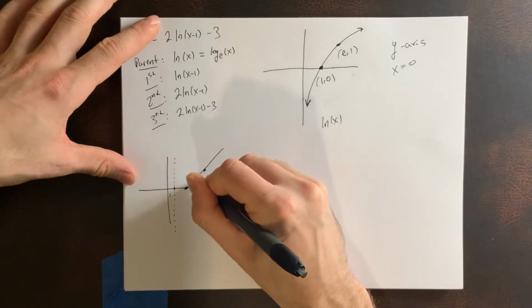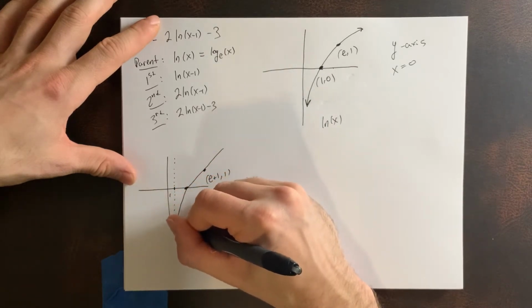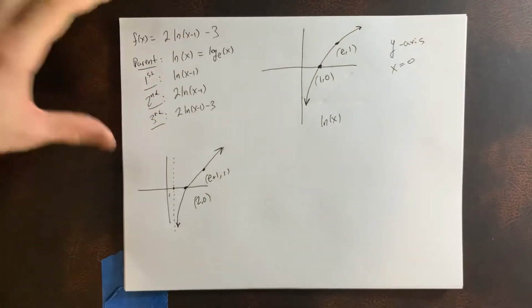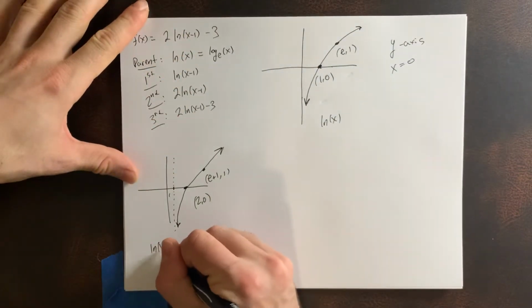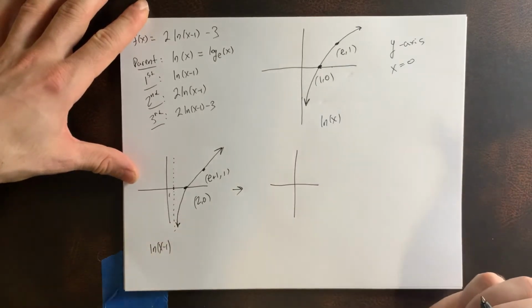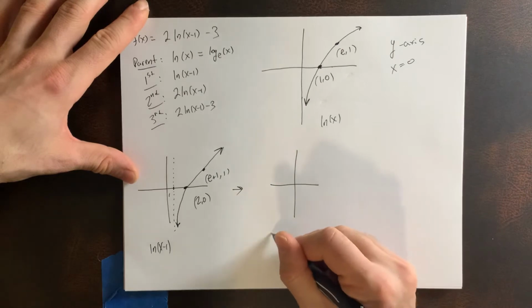So now our graph looks like this. Okay, so same shape, just everything moved over to the right. So here is natural log of x minus 1. Okay, let's move on to the next one, which is 2 natural log of x minus 1.